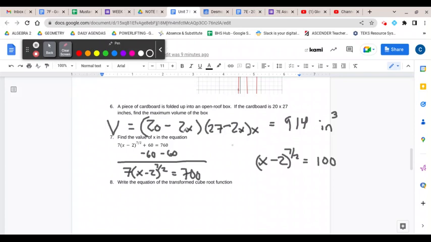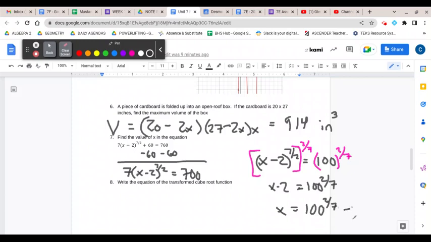All right, now to get rid of the 7 halves, we have to raise both sides to the reciprocal of 7 halves, which is the 2/7 power. So we have x minus 2 is equal to 100 to the 2/7 power. And lastly, we've got a minus 2, so x is going to be equal to 100 to the 2/7 power plus 2.